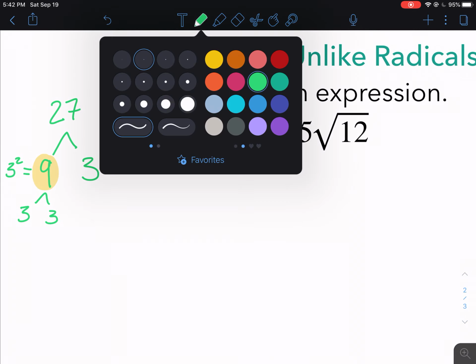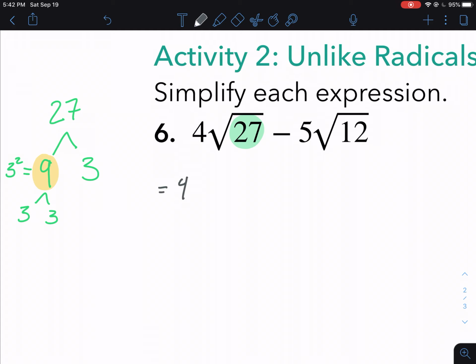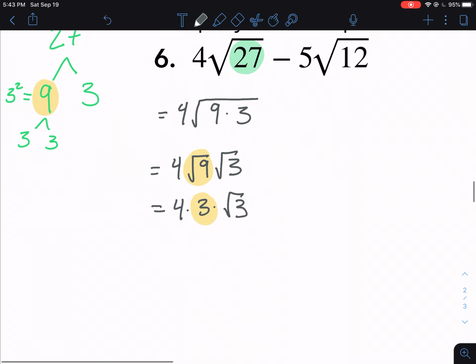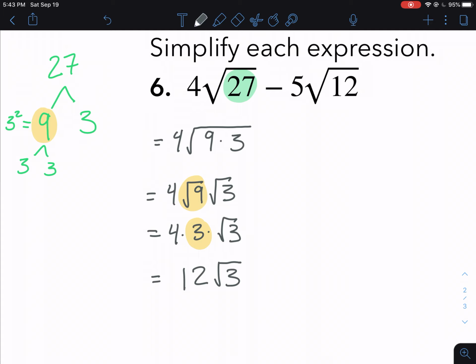So in doing so, this is equal to 4 times the square root of 9 times 3. So we can split that up even more. Square root of 9, square root of 3. And the square root of 9 is 3. Awesome. So it gives us 4 times 3 times the square root of 3. And 4 times 3 is 12. I wrote it right and I said it wrong. 12 times the square root of 3. So we cleaned up the first half. Awesome. Now let's clean up the second half.